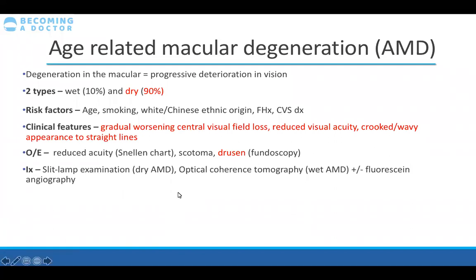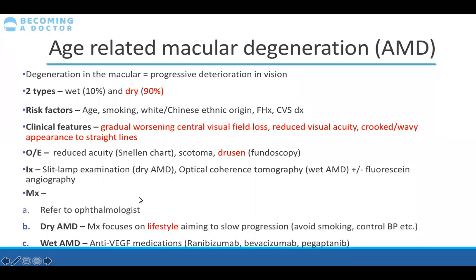On examination, they'll have reduced acuity, scotoma, and drusen, as you can see in the fundoscopy earlier. And scotoma is basically a loss of central vision. So as you can see, there's central visual field loss, just another word for it is scotoma. Investigations, you can do slit lamp, tomography, fluorescein angiography. But in terms of management, you want to refer them to an ophthalmologist.